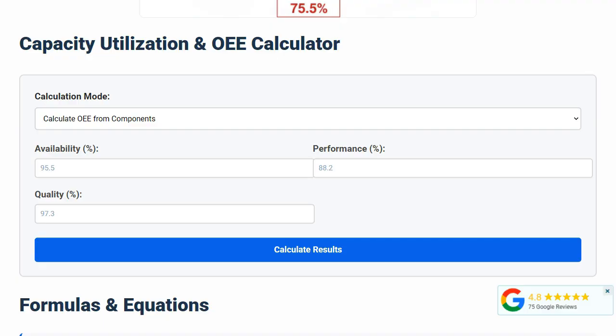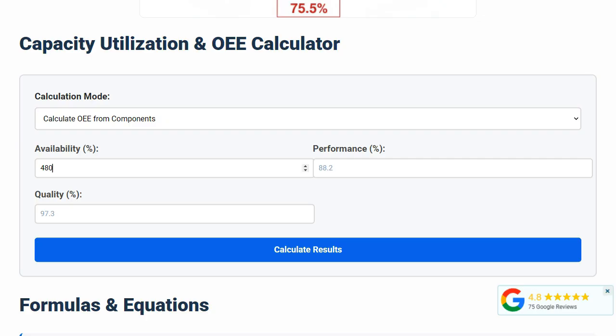To use this calculator, you'll need to enter several key values. First, input your planned production time and actual operating time to calculate availability. Next, enter your ideal cycle time and total pieces produced to determine performance rate. Finally, input your total pieces and good pieces to calculate quality rate.